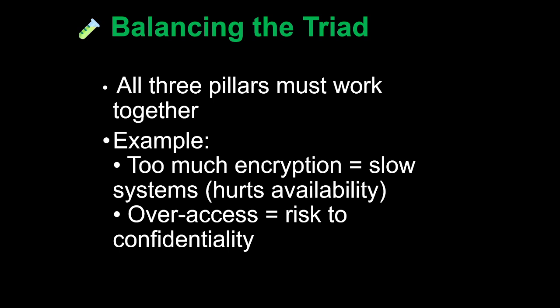Example, too much encryption makes the system slow and hurts availability. Over access is a risk to confidentiality. So we just try to manage these three pillars to work together, and our data or system should be safe from outsider attacks in the digital world.